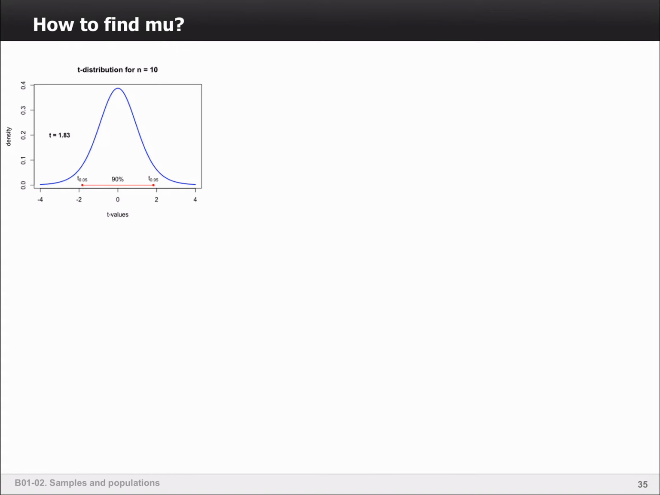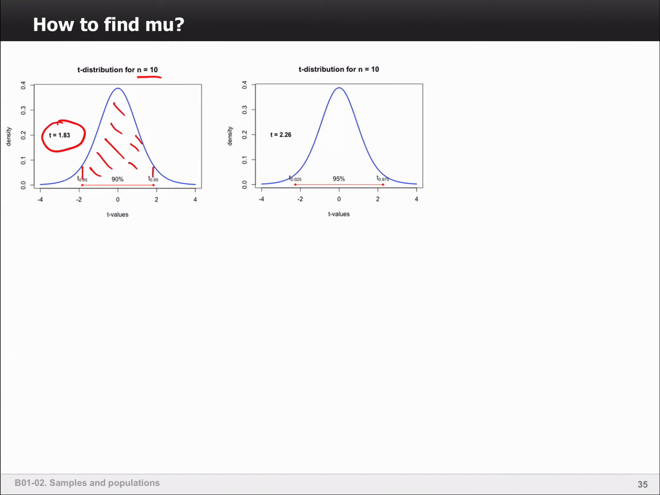Let me show you a couple of examples. This is a standardized t-distribution, so it means that the average is 0 and the standard deviation is 1. Then you can see that if you take a 90% interval, so if you want to have 90% of possible cases here, and the sample size is 10, the t-value will be 1.83, okay? Then if you want to increase the interval, so you have 95% here, and the sample size is still 10, you have to take 2.26 standard deviations, standard errors, okay?